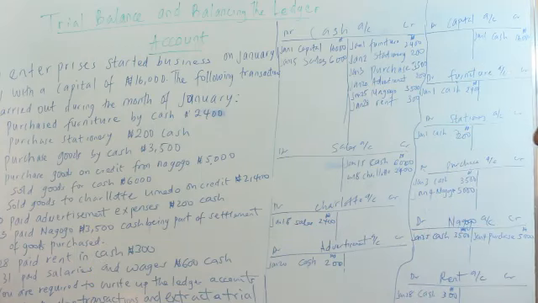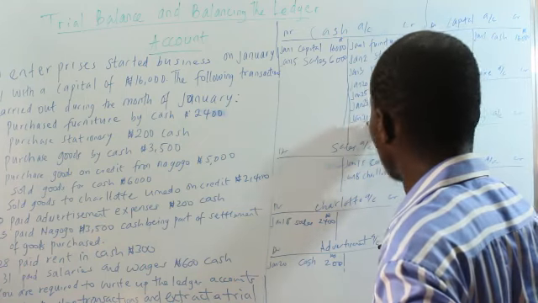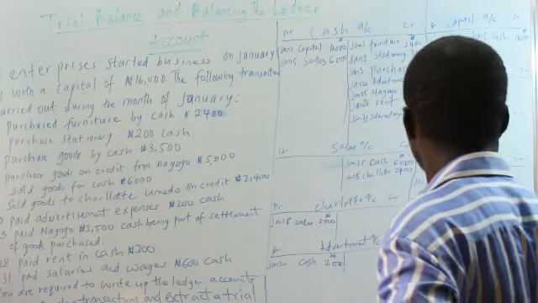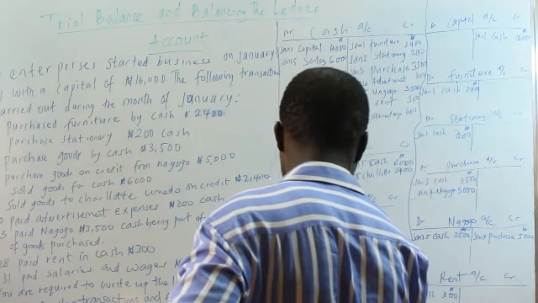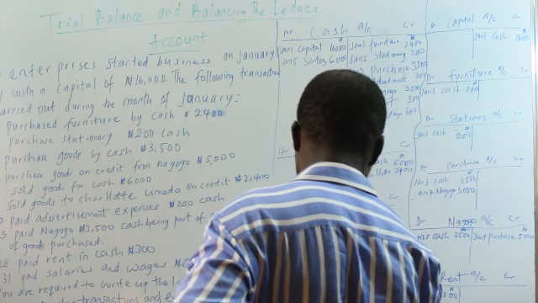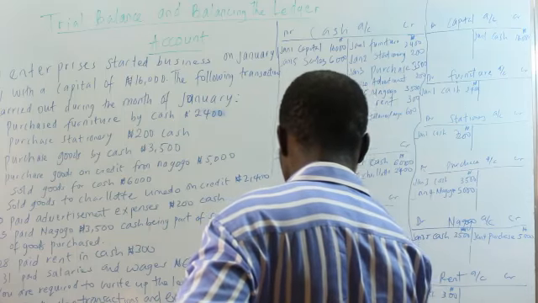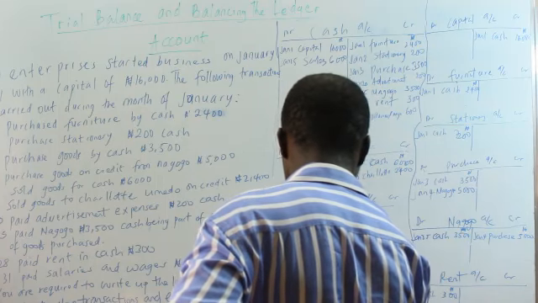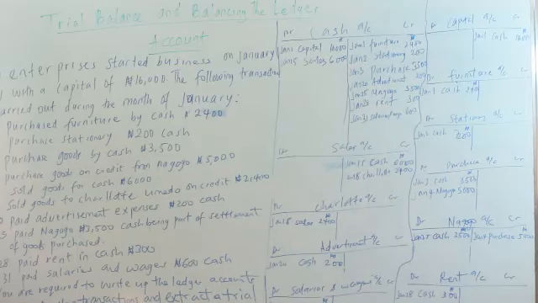So the next transaction, paid salaries and wages 600 naira cash. So we credit the cash, January 31, salaries and wages, 600 naira cash, and debit the salaries and wages account. So we have January 31, cash, 600. So we are done with the transactions.